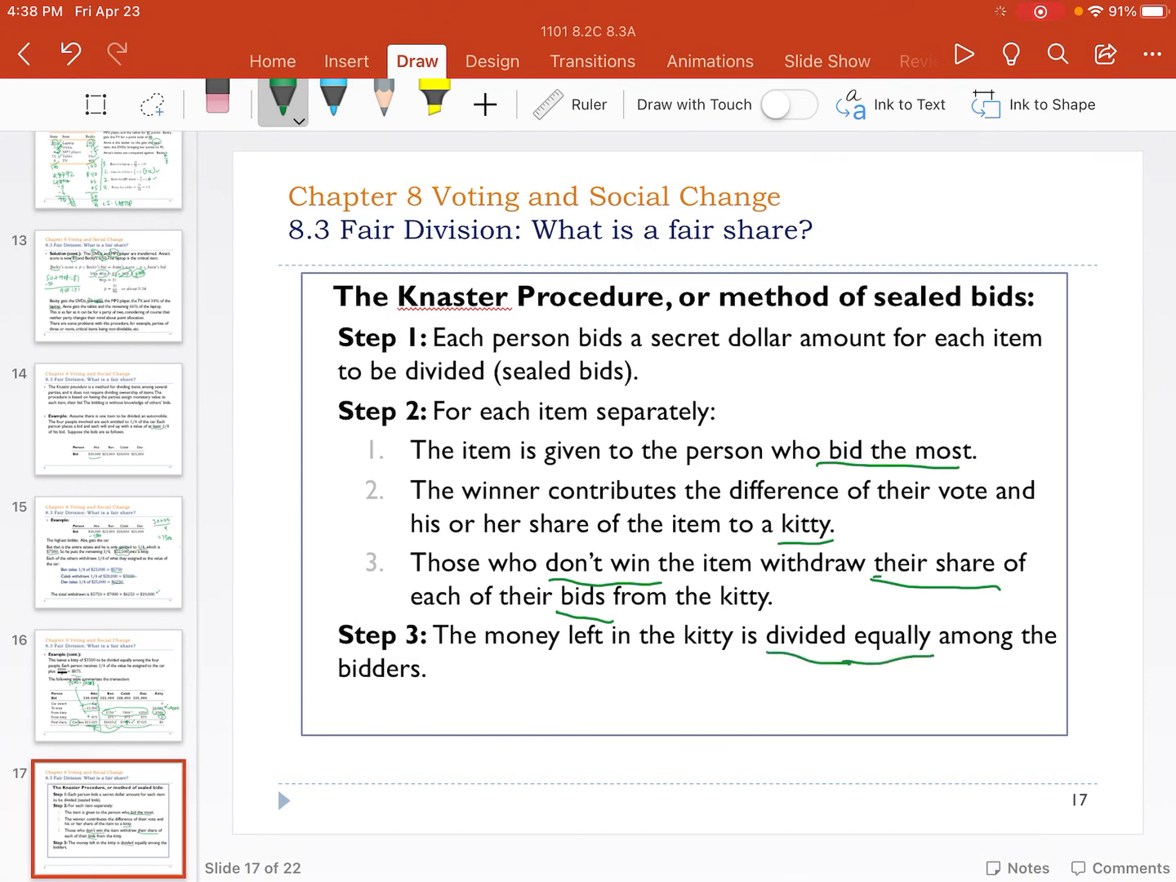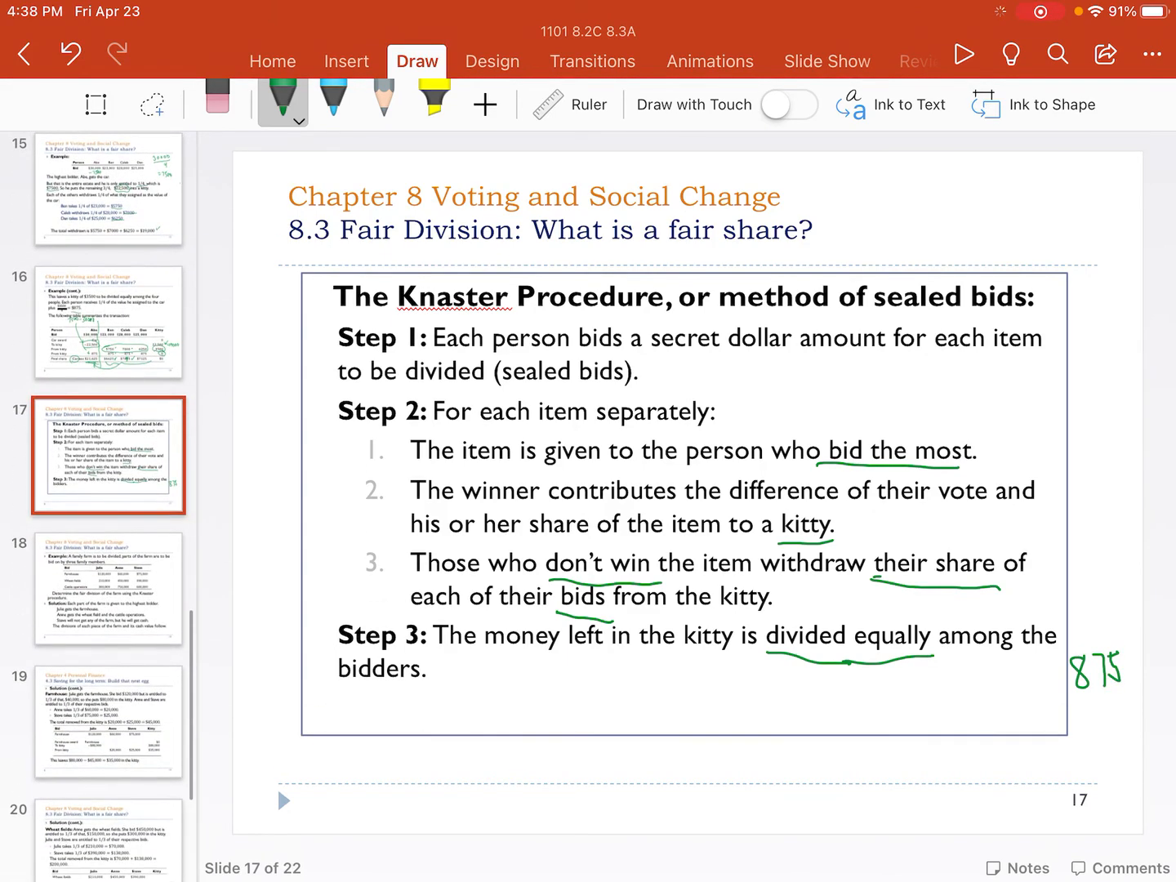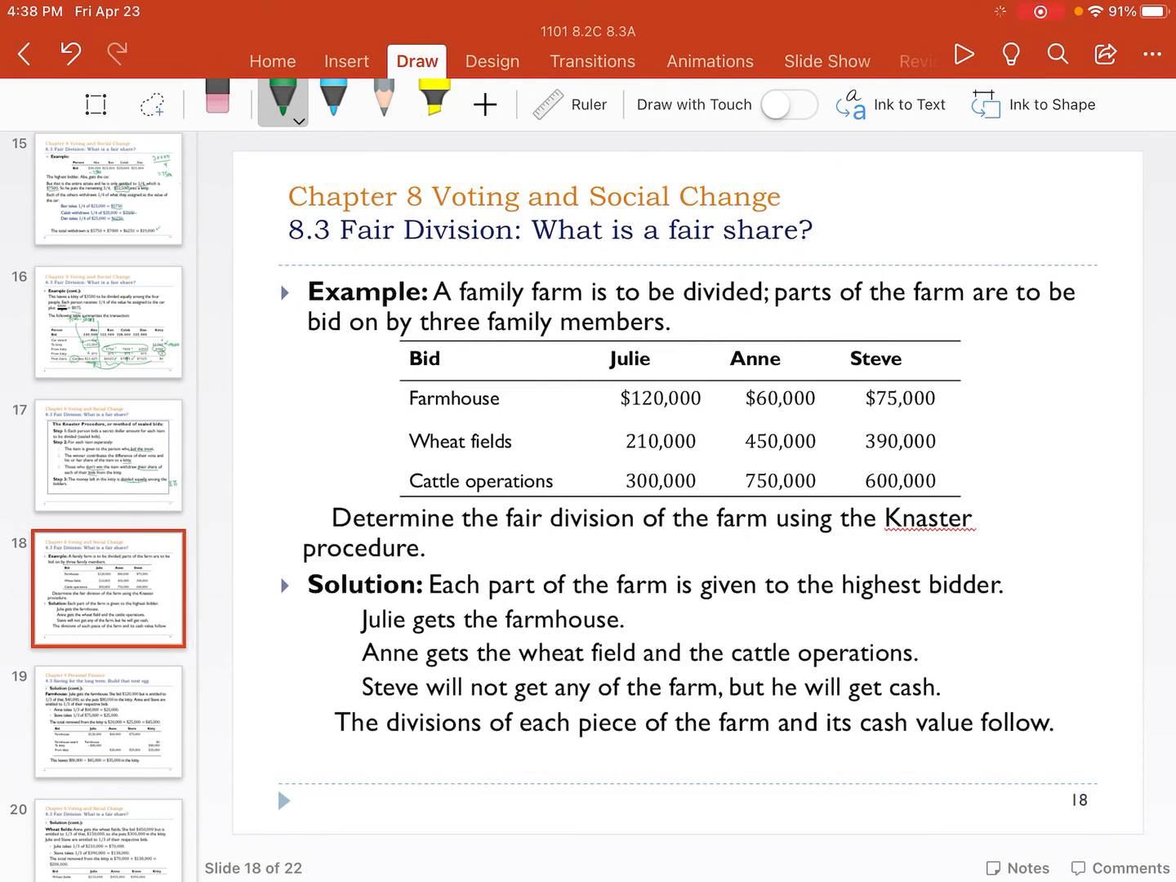Well, anyway, step 3: the money left in the kitty, and there will be almost always money left in the kitty, a positive amount, and it's divided equally amongst the bidders. So that's where the 875 came in, because it doesn't have a perfect fit on those.